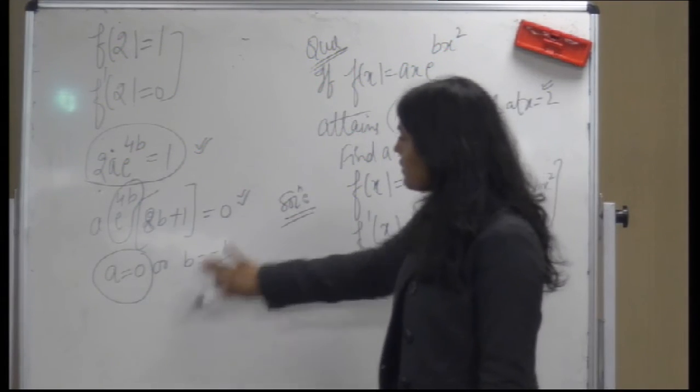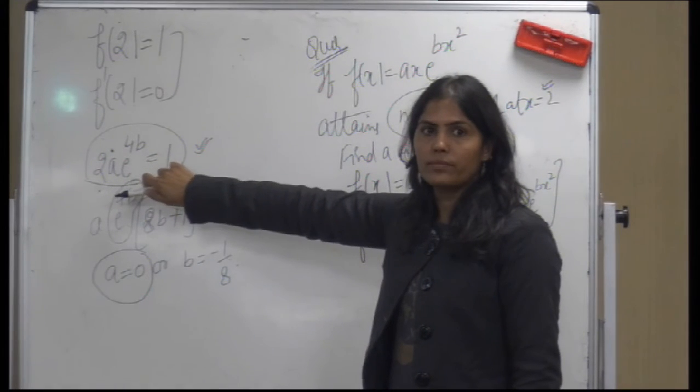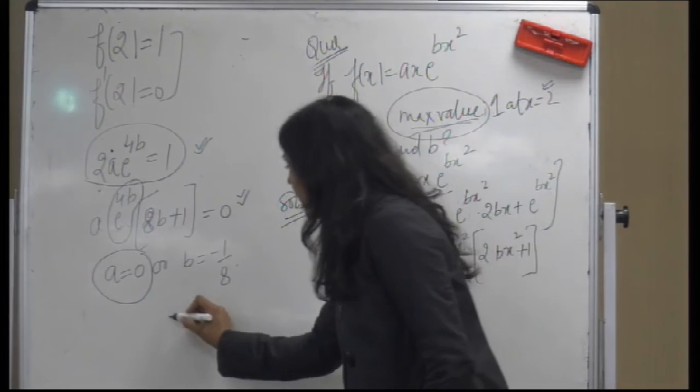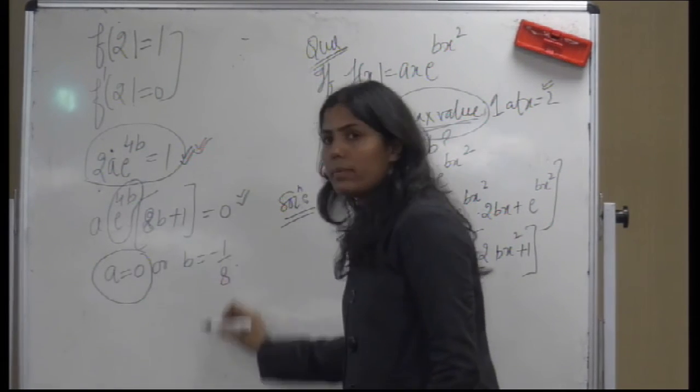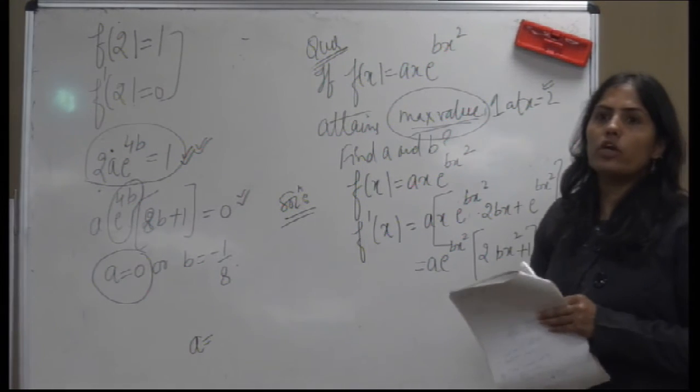So b is equal to minus 8, giving you what? Tell me a value then. b equal to minus 1 by 8. Put it up here and tell me a value. What value are you getting? Is it okay? Why are we not taking a equal to 0?